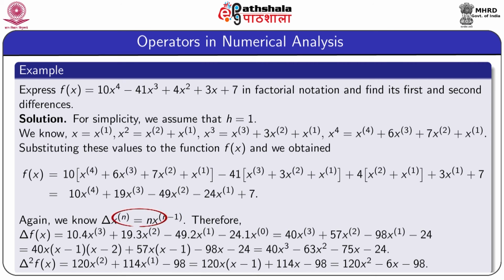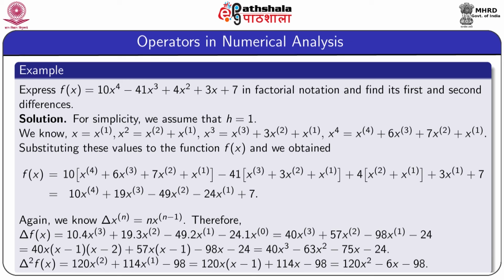Again we know that delta x factorial n equals n x factorial n minus 1. This relation is similar to the rules of derivative. So, using this result, we determine the first order difference of f(x), say delta f(x), which is equal to 10 into x factorial 4 becoming 4 into x factorial 3. The second term, 19 x factorial 3, becomes 19 into 3 x factorial 2, minus 49 into 2 into x factorial 1, minus 24 into 1 factorial power 0.